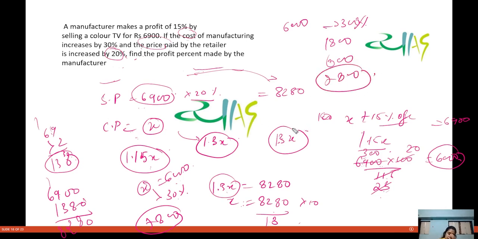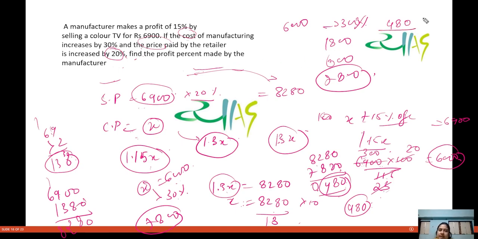Okay, now, find the profit percent, it is asking. So 8280 minus 7800. So this becomes how much? 804, and this becomes 0. So your profit is 480. Now what is the profit percentage? 480 divided by 7800, into 100, okay.